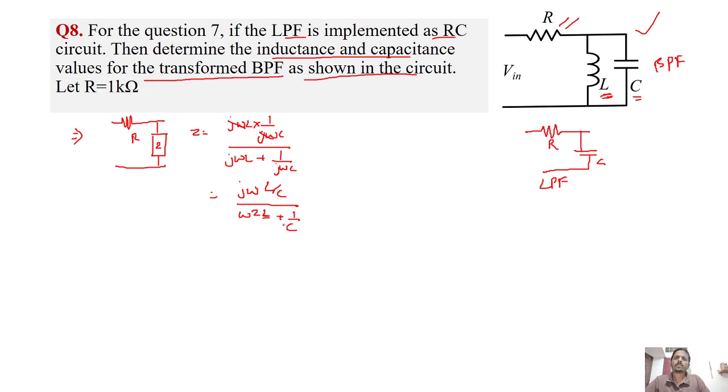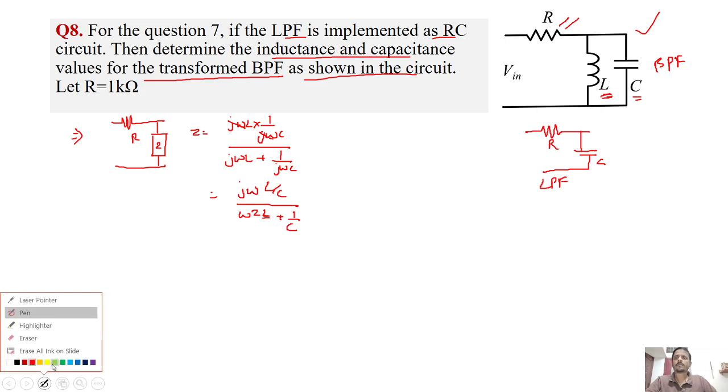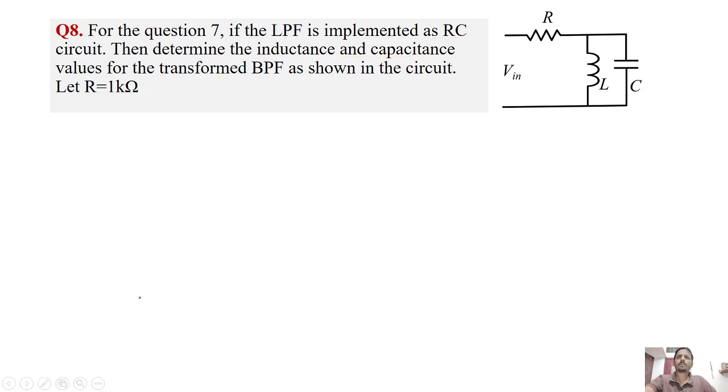Sir, I am unable to see the annotations. Okay, I think you can't see what I am writing. Yes, I think my net is a bit slow. I will check it. Can other people confirm whether they are able to see? Not visible. Let me check. Okay, it's now visible.